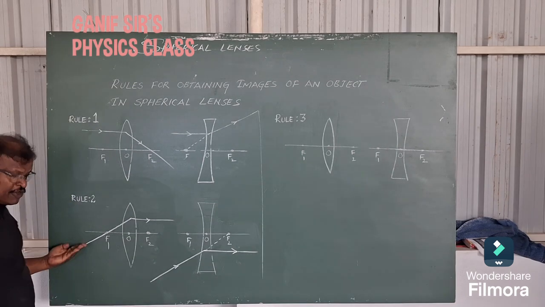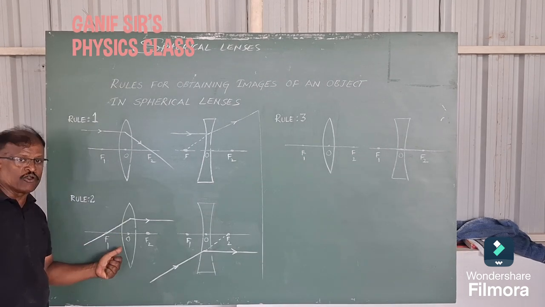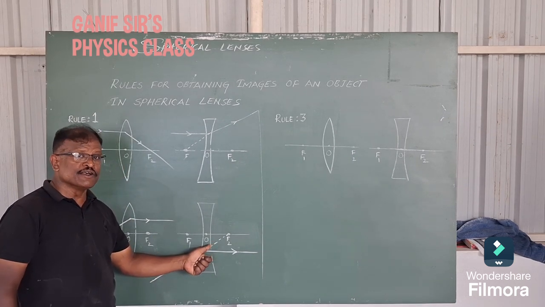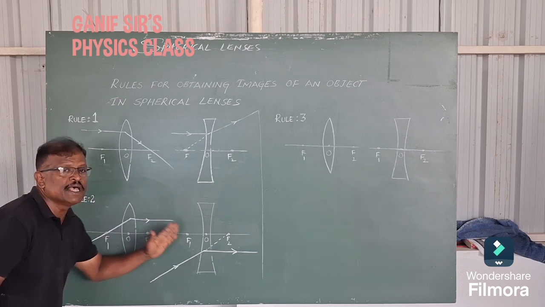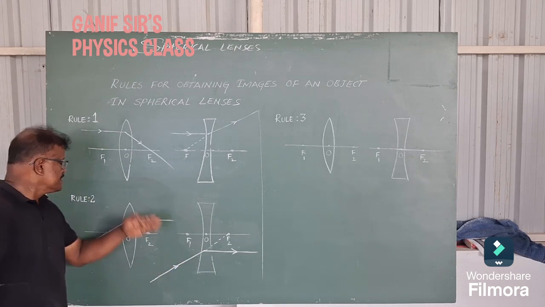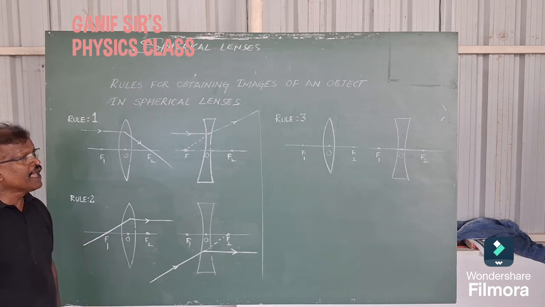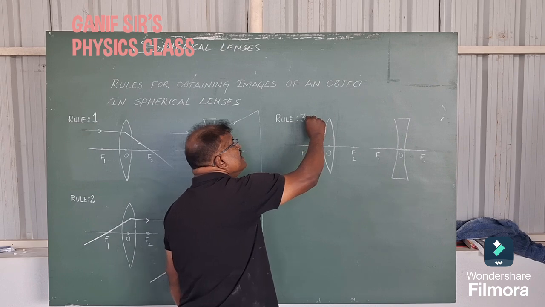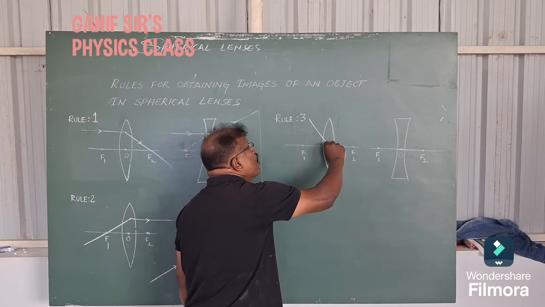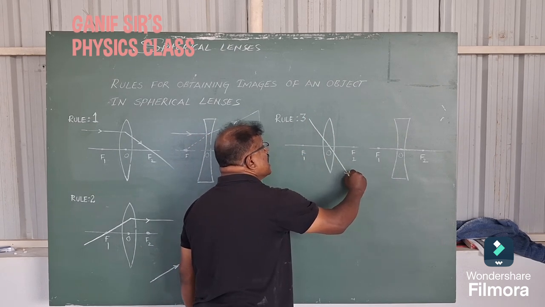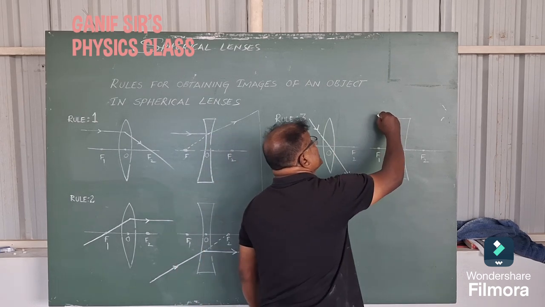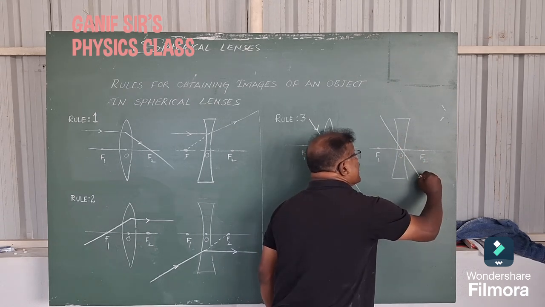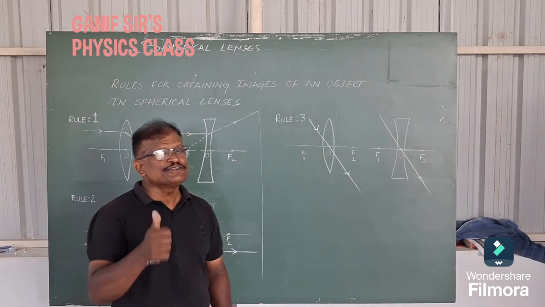Means either you pass through F in case of convex lens, or if you aim towards F2 in case of concave lens, after refraction they become parallel. So this is the second rule that should be followed. And the third rule is very simple. The third rule states that whenever a ray passes through optic center, it moves undeviated, either in case of convex lens or concave lens.